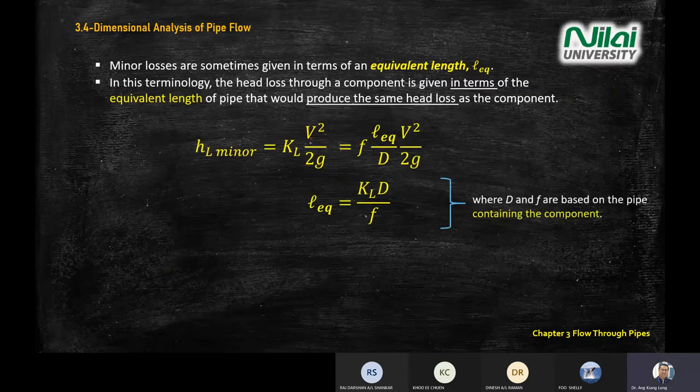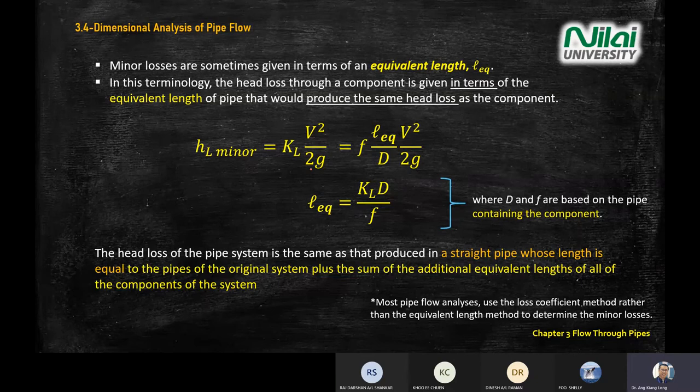The next one will be the equivalent length. Equivalent length gives you this equation. So what is equivalent length? It means you need to calculate a length that you can use so that you are having the same pressure drop. Okay, the equivalent length of the pipe from one point to a second point.